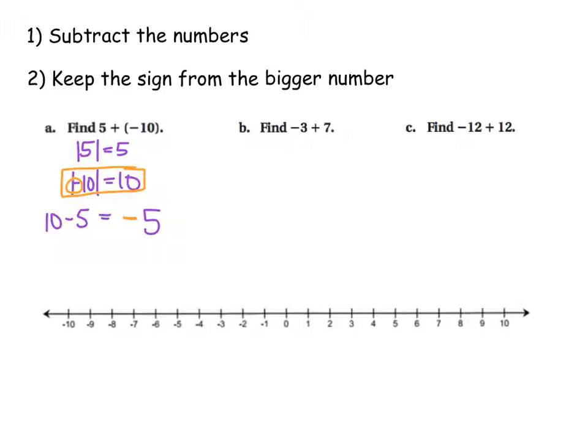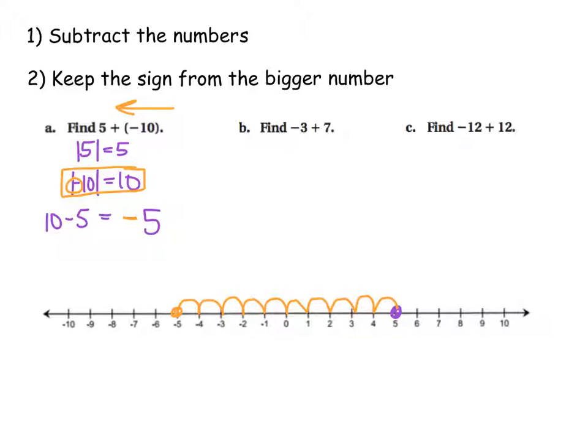Now, if we look at it on a number line, first you start at 5. We'll put a dot at 5. And then we're adding negative 10. Remember, adding a negative, we go down our line 10 spaces. 1, 2, 3, 4, 5, 6, 7, 8, 9, 10. We end up at negative 5. We did our math correct.